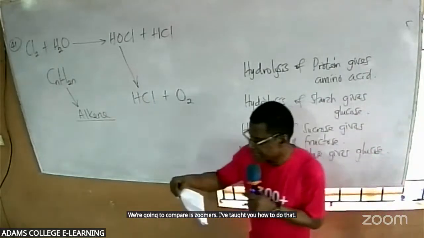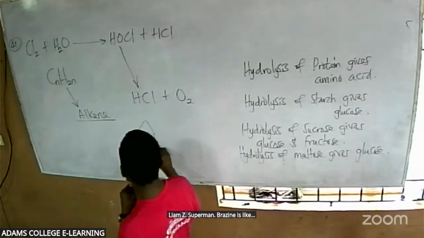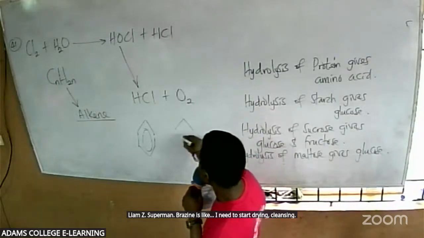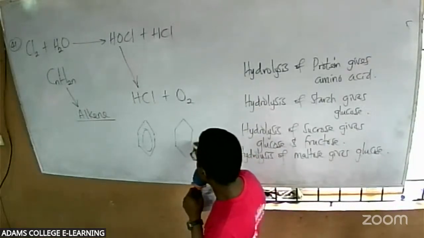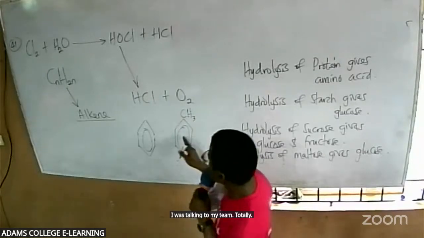When you have benzene, benzene is like this. I need to start drawing. That's benzene. When you have methylbenzene, Mr. has taught you methylbenzene is toluene. Have you? Toluene. So this is methylbenzene.